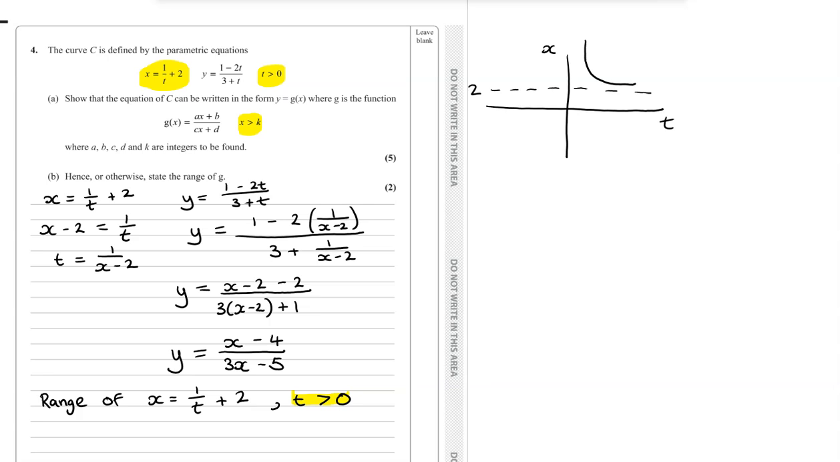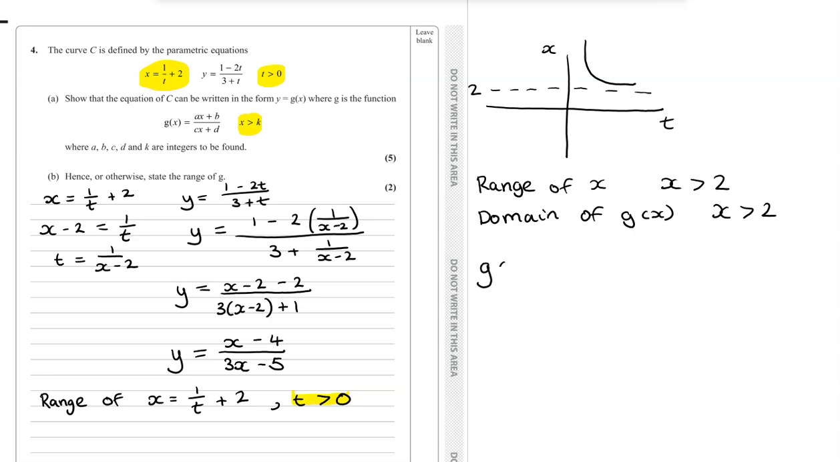So this is what the graph looks like, and we can see that this graph is just always above, the value of x is always going to be above 2. So the range of x is going to be x is greater than 2. So this is going to be the domain of g of x will be the same, okay? It will be x is greater than 2.